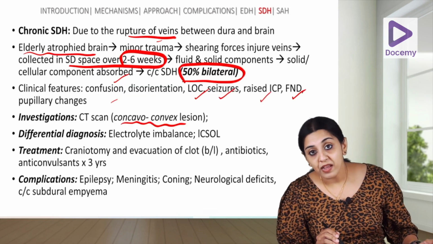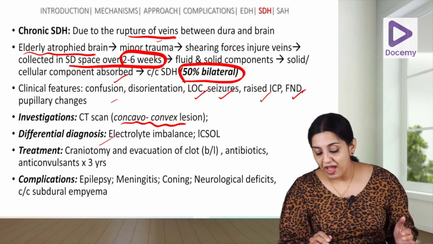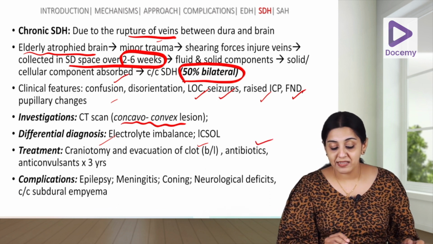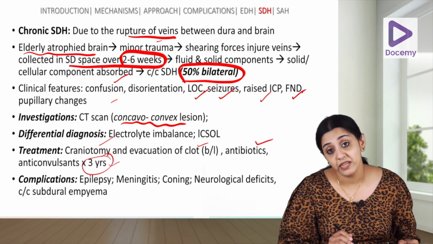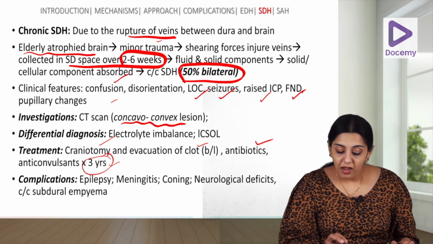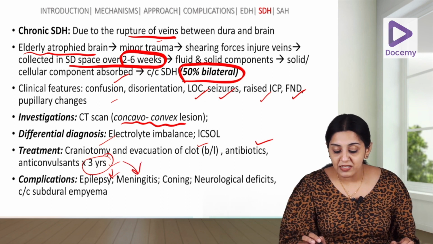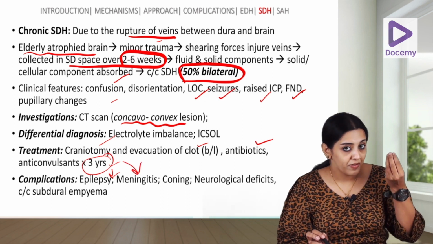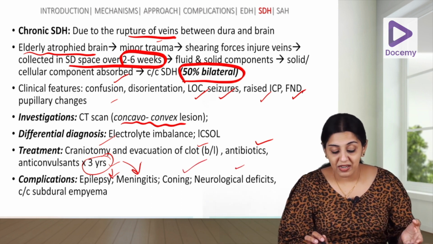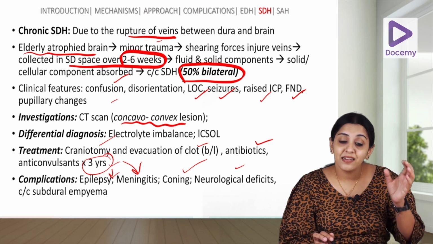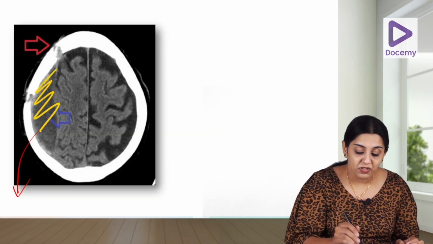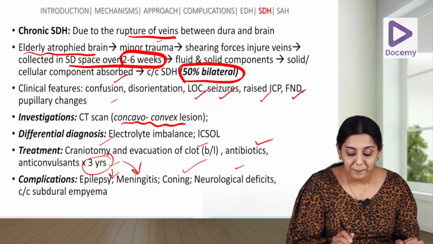Treatment, again you may need to go for a craniotomy and evacuate the clot, bilaterally if needed. On top of that, of course, you have to give antibiotics and anticonvulsants for up to 3 years because chronic SDH can recur. Complications are definitely epilepsy, meningitis, the collection of fluid inside causing midline shift, coning, neurological deficits, etc. Or sometimes that collection itself can get infected leading to subdural empyema.